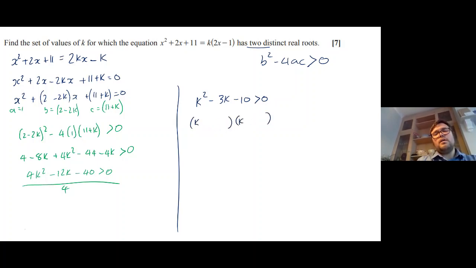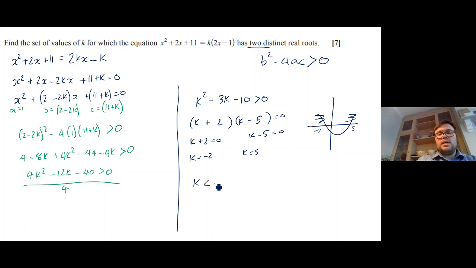k and k, 10 is 2 and 5. There's 5, there's 2. That one needs to be a minus, that one needs to be a plus. As I said, I'm just concerned about the critical values. k plus 2 equals 0, k minus 5 is equal to 0. k equals minus 2, k equals 5. Again, a diagram just for you. And because it's greater than, I want these values here. So k is less than minus 2, or k is greater than 5.